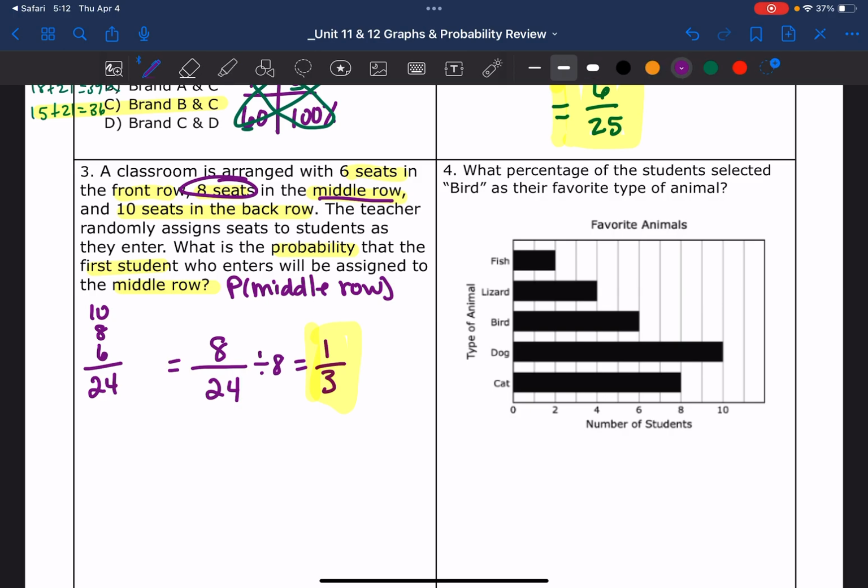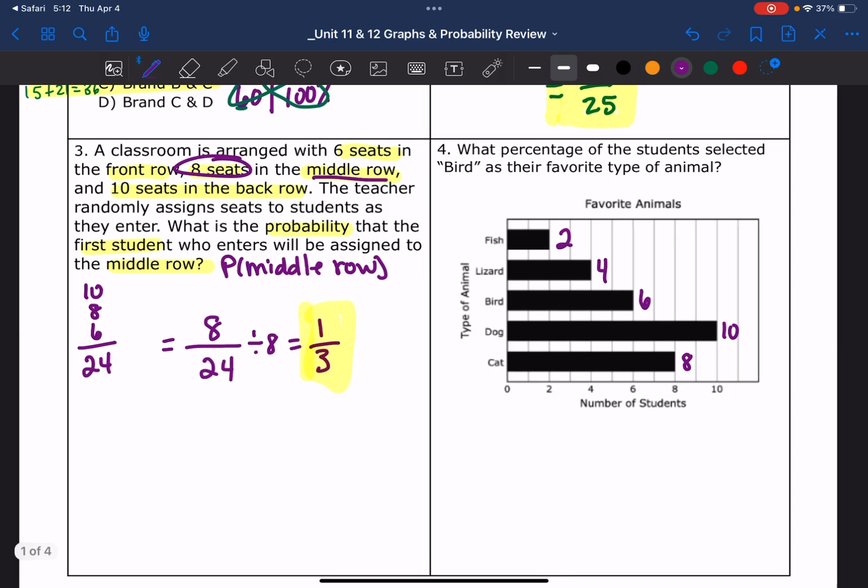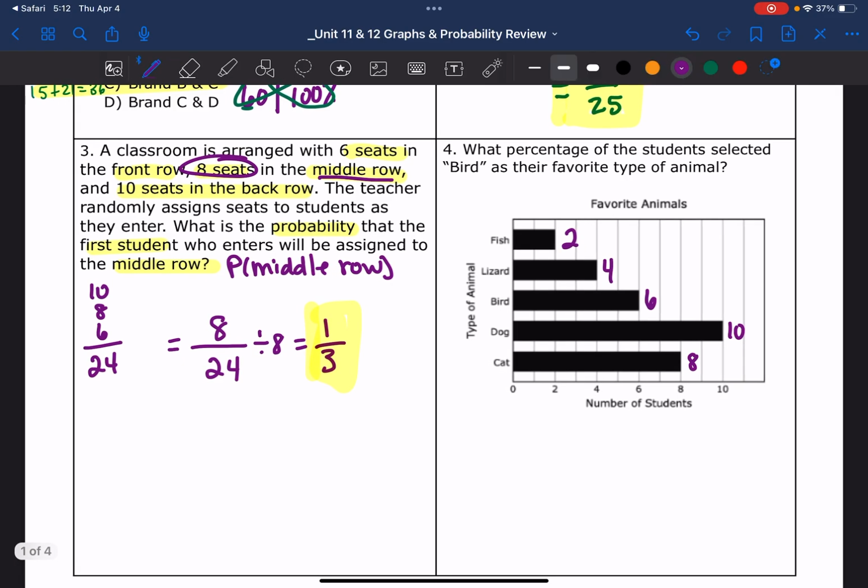Now, number 4, again, I like to write the number next to the bar. So 2, 4, 6, 10, and 8. And then the first thing that I want to do is add up all of these so that I know my total. Okay, so 10 plus 8 plus 6 plus 4 plus 2. I know that 6 plus 4 is 10, plus this 10 up here is 20, 28, 29, 30.